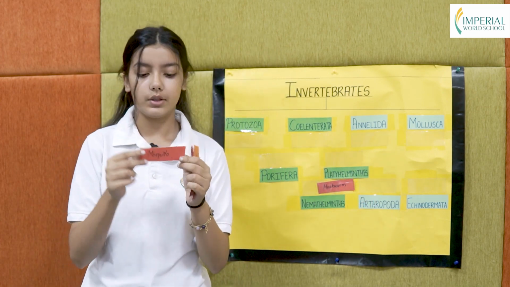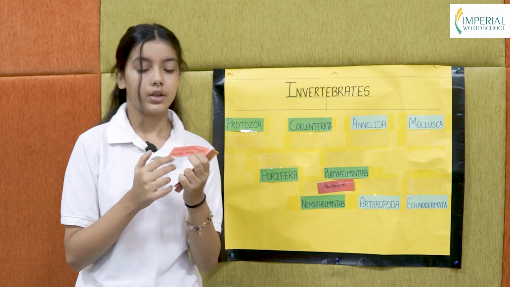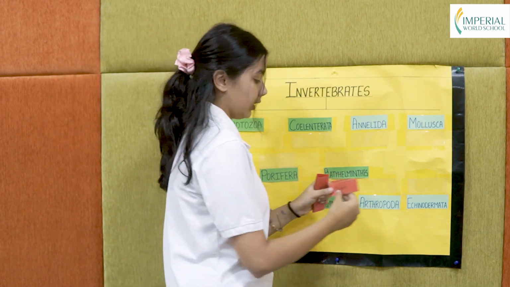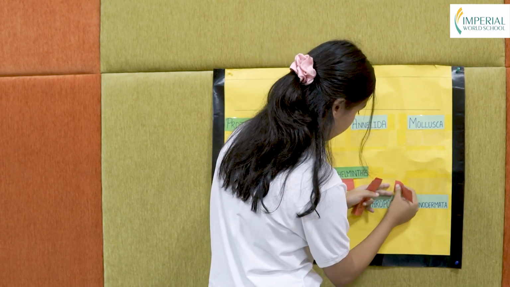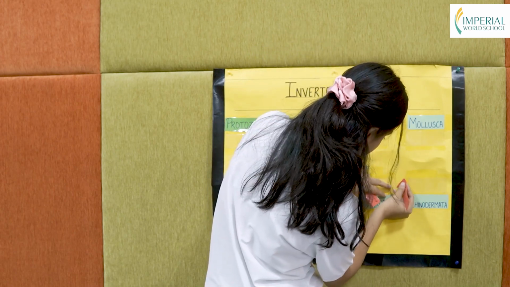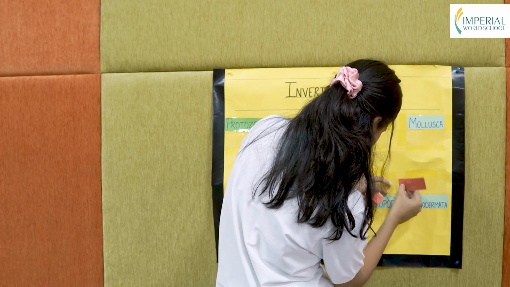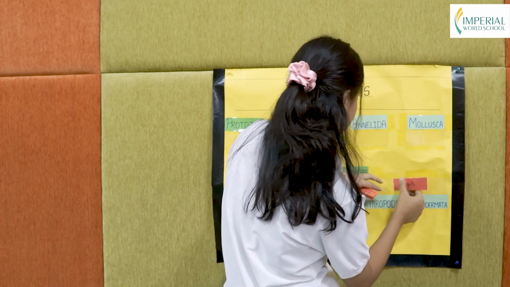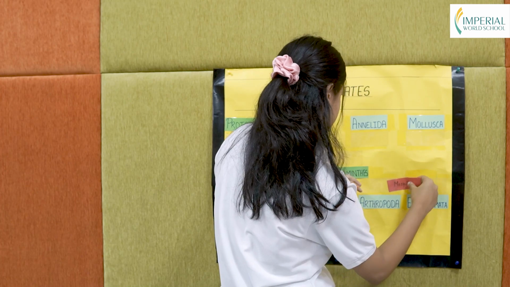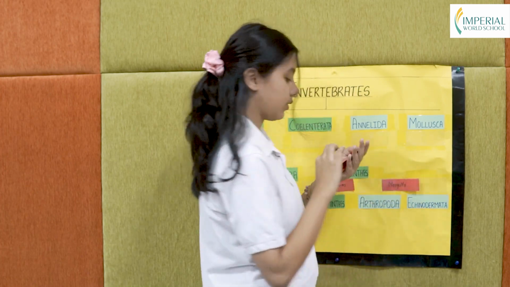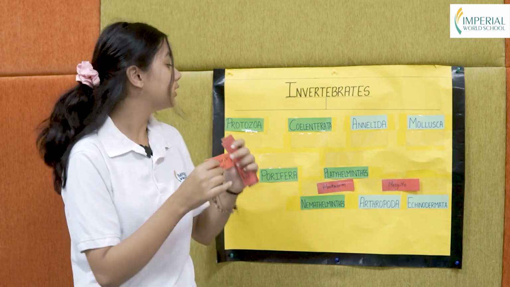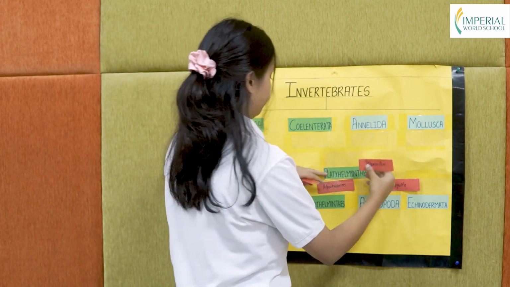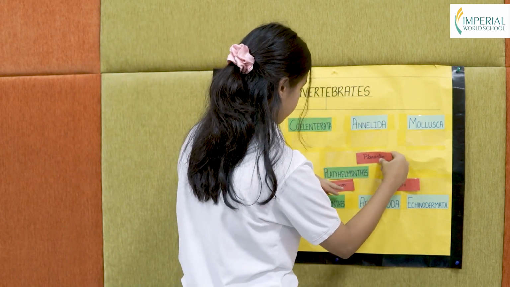Mosquito. I respire through tracheal tubes. So it belongs to Arthropoda. So planarian. I have flat body, so it belongs to Platyhelminthes.